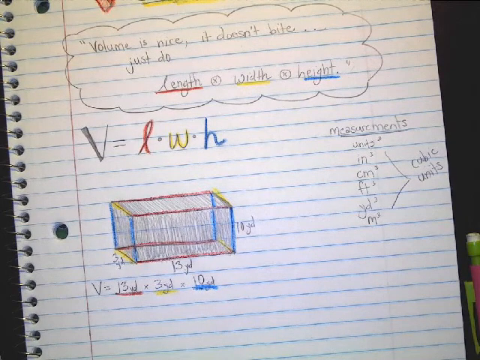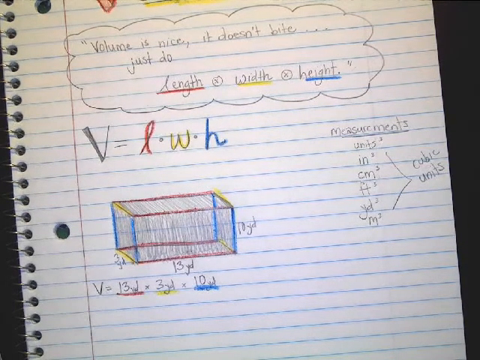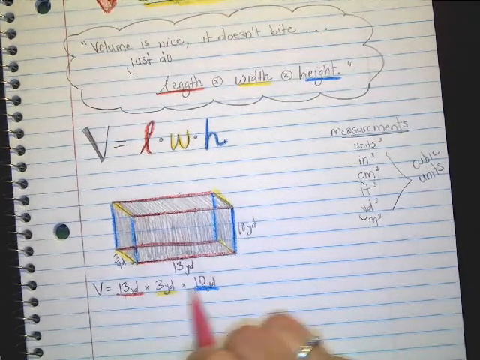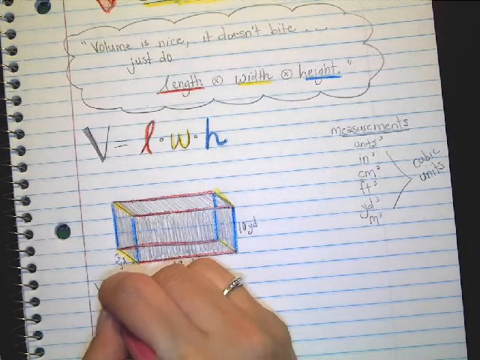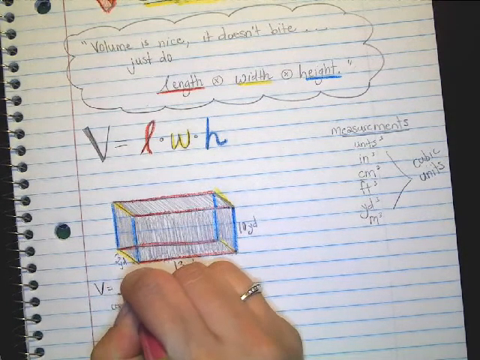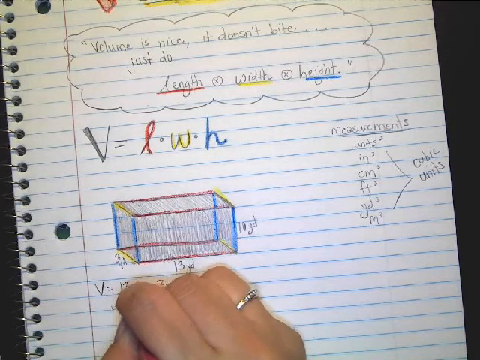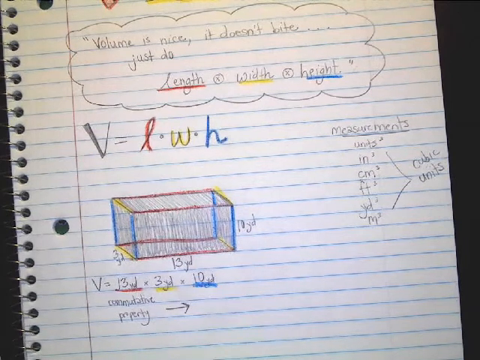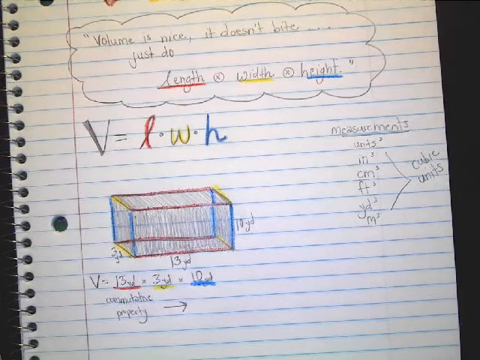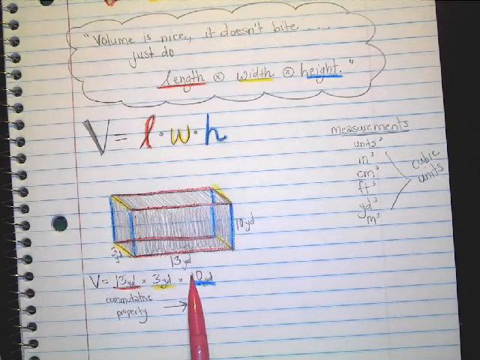Okay, so I'm going to multiply those all together. Well, I'm going to have to do 13 times 3, and then I'm going to multiply that by 10. But what I can technically do to solve this problem is change the order of these, because that's the commutative property. The commutative property allows me to change the order of the numbers. And here's why I would want to change them.